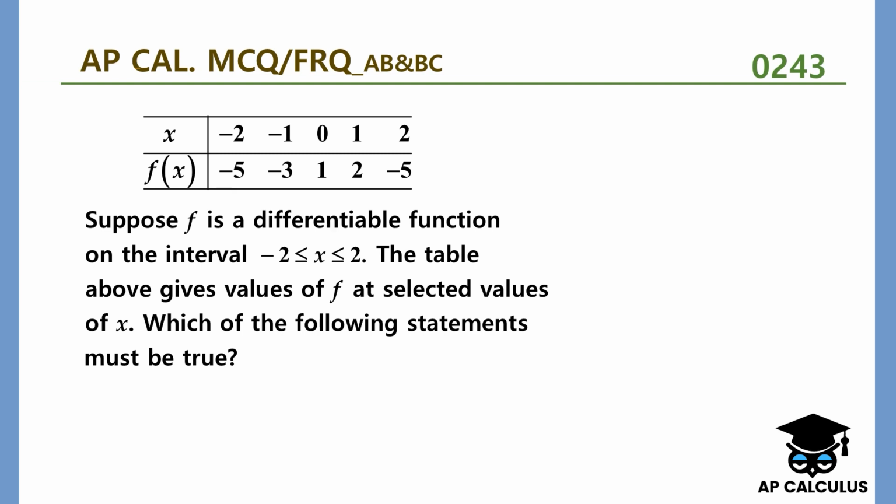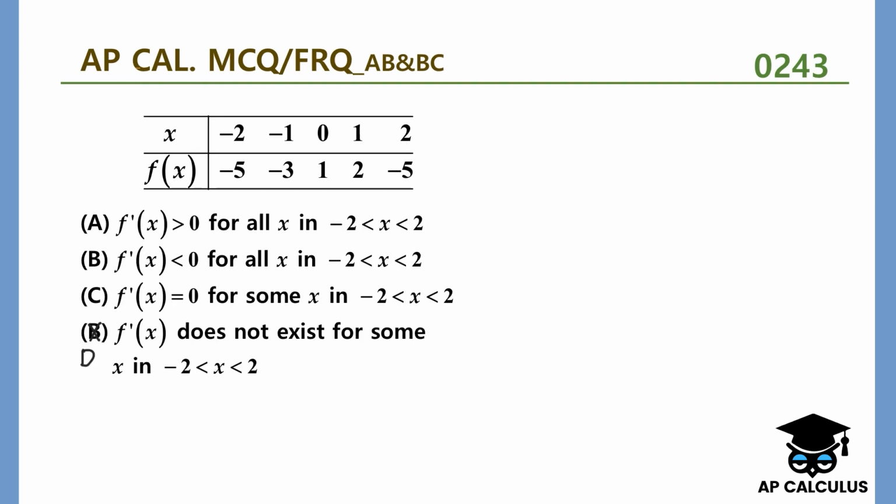Question 243. Suppose f is a differentiable function on the interval from negative 2 to 2. The table above gives values of f at selected values of x. Which of the following statements must be true? Here we have 4 answer choices. And answer choice A says f prime is positive for all x in this interval.